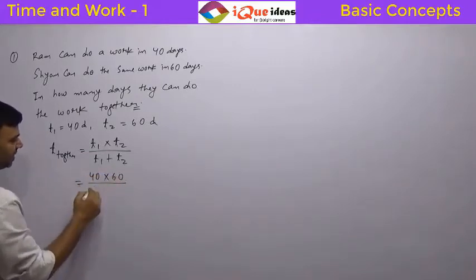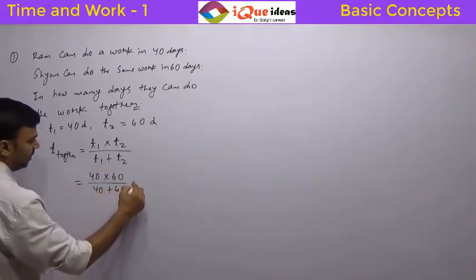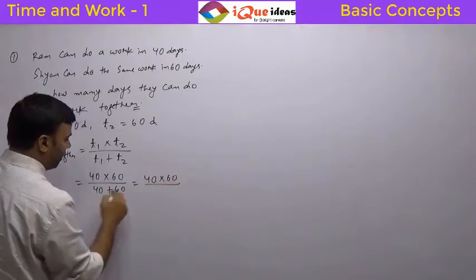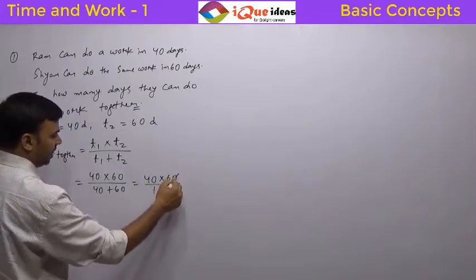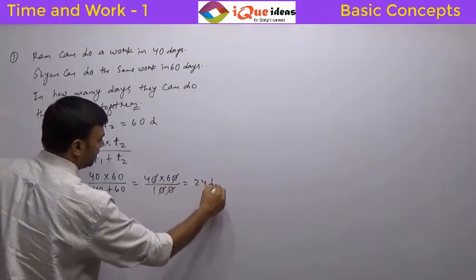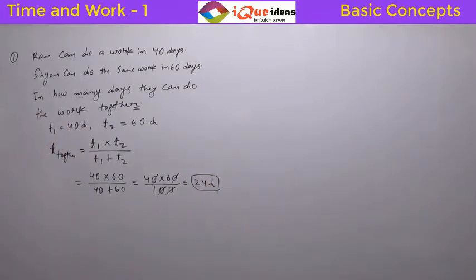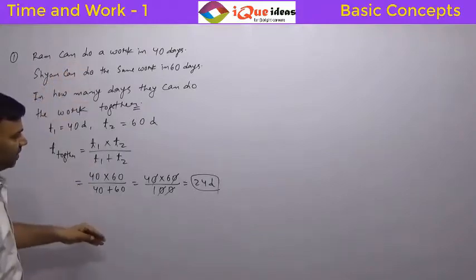So it is 40 into 60 divided by 40 plus 60, which is 100. So 0 and 0 are cancelled. 4 into 6 is 24. So that means they can do this work together in 24 days. So this was a very simple situation. So we use formula method. Okay.